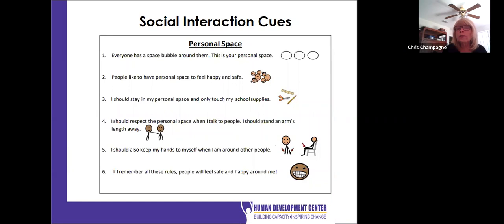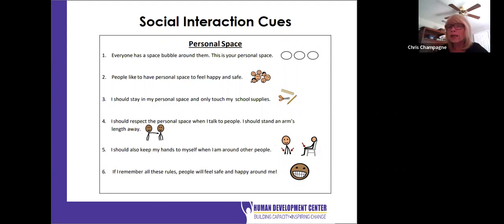And then here's one. This is more of what we call a social story. That's really, really helpful for kids. This one is fairly simple. They can be even simpler than this, but this one has a combination of words and pictures. And again, would be designed for those kids who have problems with keeping the appropriate distance from people that they're interacting with. So it's just everyone has a bubble space. This is your personal space. Again, you can rehearse this with them. People like to have personal space to feel safe and happy.